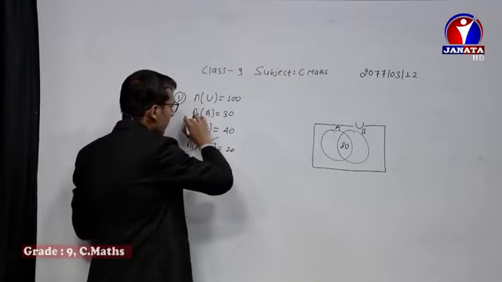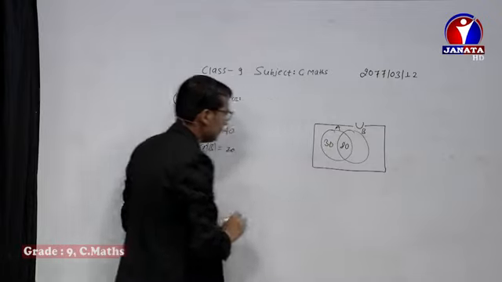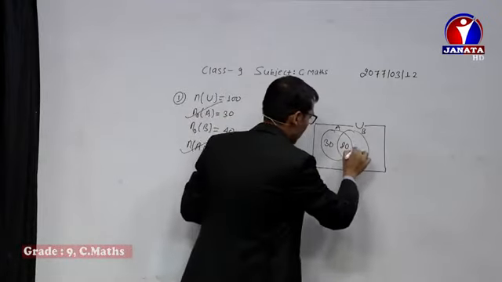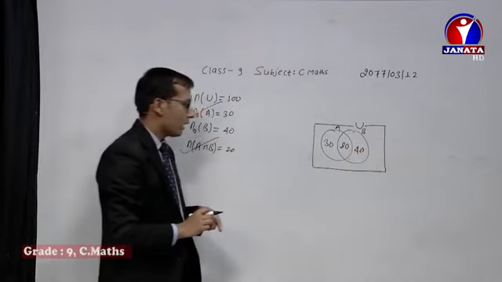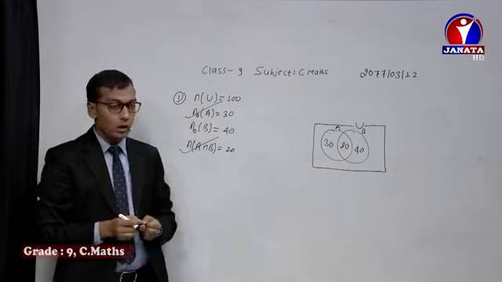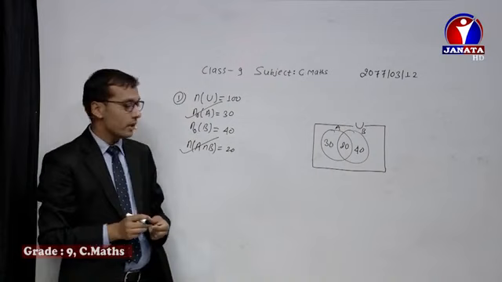What is n only A? So this region is n only A, it's 30. What is n only B? So this region is n only B, which is 40. And we have the value of n of U. So n of U is 100.